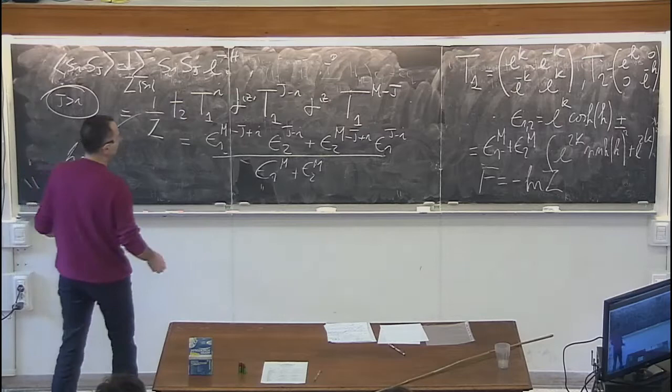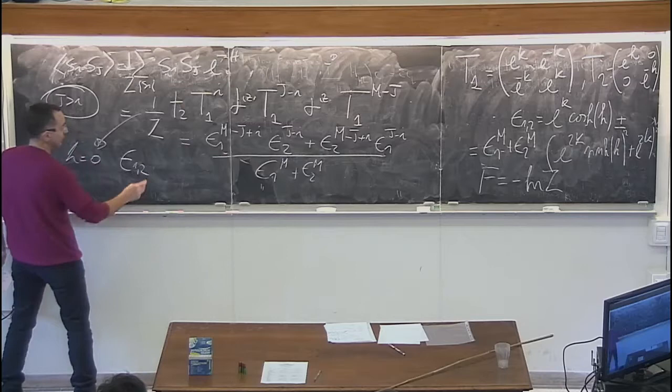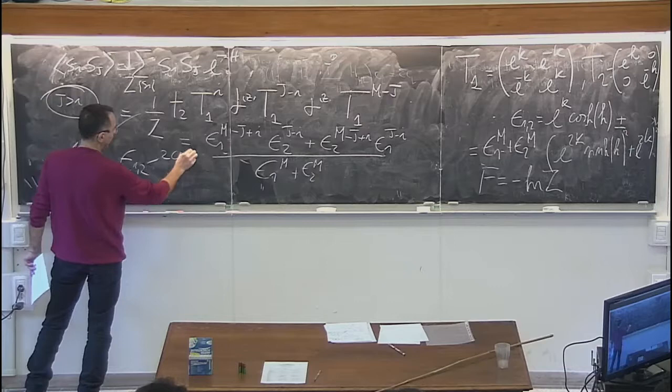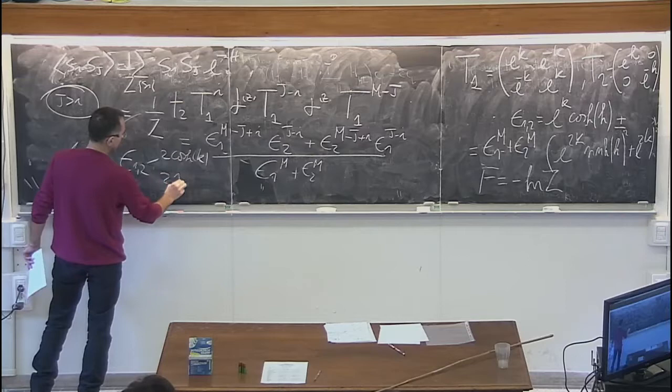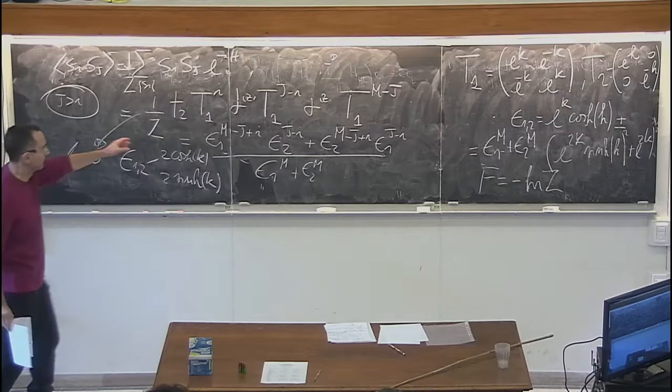Then, if we replace epsilon 1, epsilon 2 with their expression, simplified in the case h equal to 0, we have that epsilon 1, 2 is, in one case, cosh k, and the other case should be sinh k. Okay? Just as an exercise, you can compute this function here.